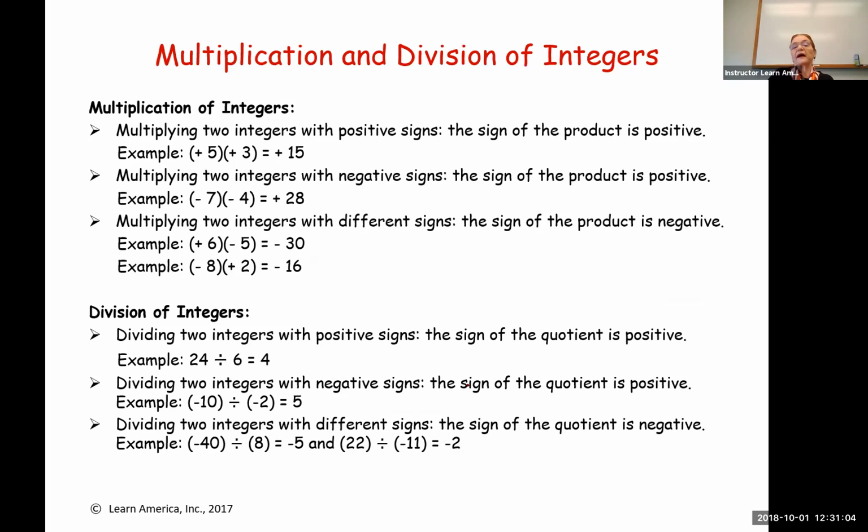Now we want to look at the multiplication and division of integers as well. When we multiply integers with positive signs, the sign of the product will be positive. If both are negative, the sign will be positive as well. But if they have different signs, the sign of the product is negative.